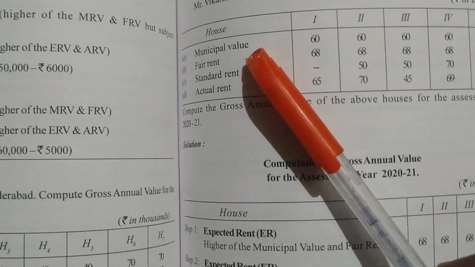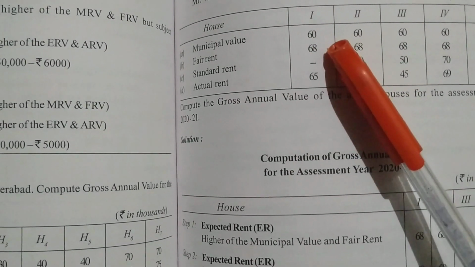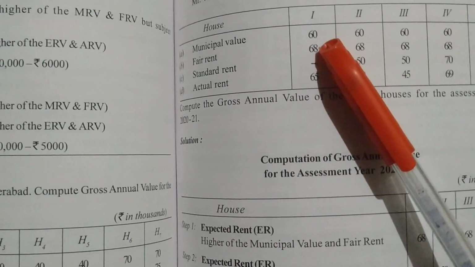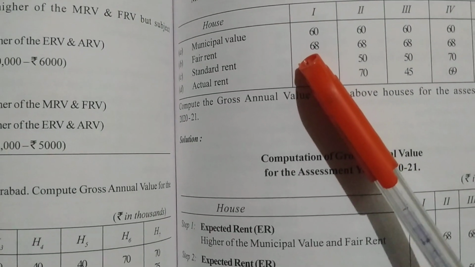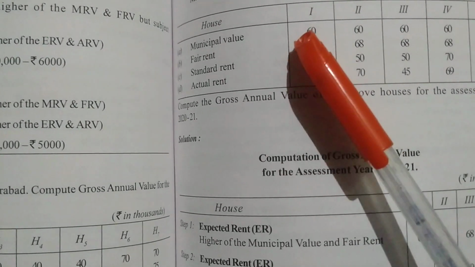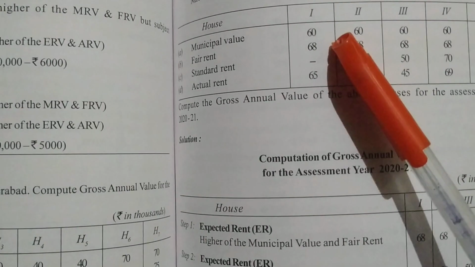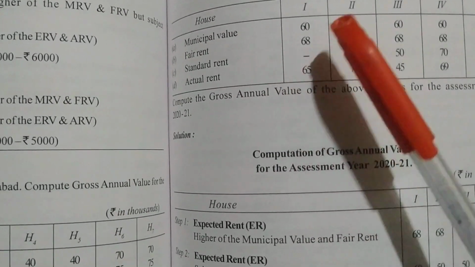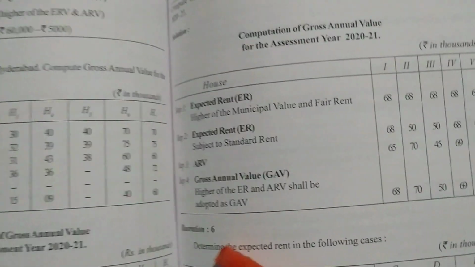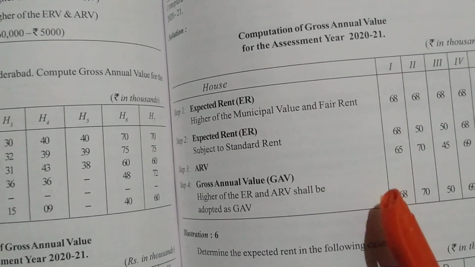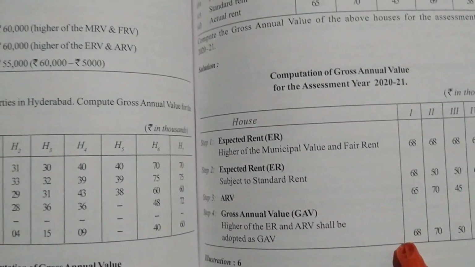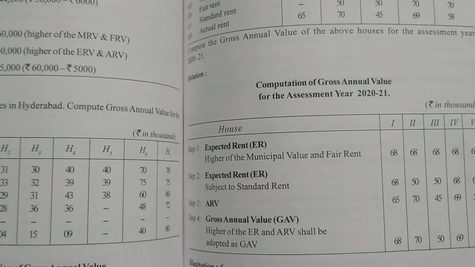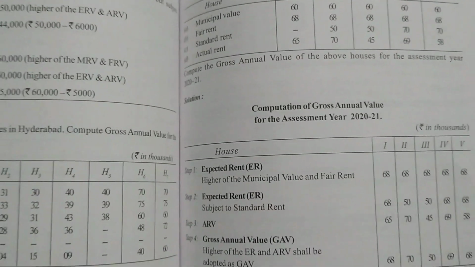See, MRV, FRV, whichever is highest, 68. 68 what? ERV. And here there is no standard rent. So when there is no standard rent, you can say ERV as adjusted ERV. So 68,000 is your ERV, actual rent is 65,000. So your GAV will be 68,000. It's easy. Easy, right? So like this you have to solve.